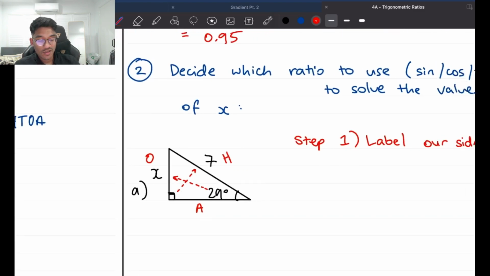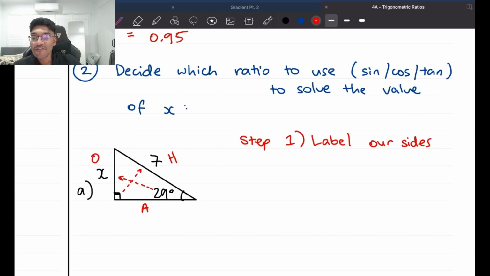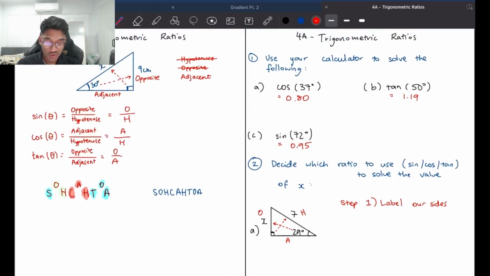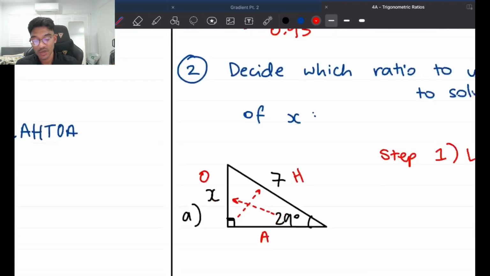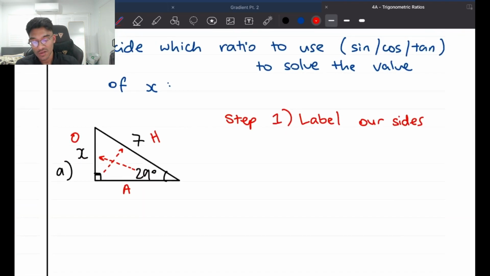So here you can see that in this triangle, I have my hypotenuse and I want to find my opposite. So we go back to our ratio. Which one uses O and H? So sine, cos, or tan. And we can see that sine uses O over H. So we know we're going to use sine. So step 1 is pick a label our side.